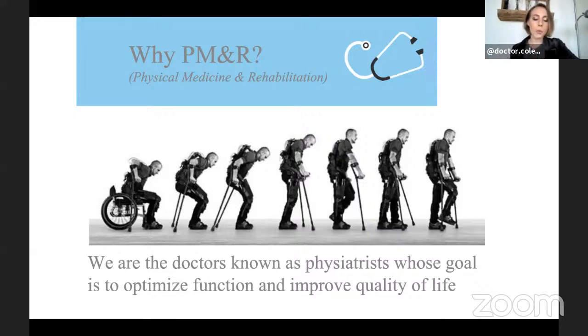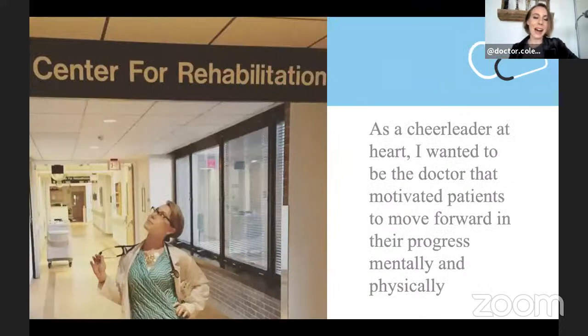And I just remember, when I was in medical school, I had done a preceptorship at a rehabilitation hospital. I remember seeing this patient who a month before wasn't able to get up and walk. And when I was there, thanks to her physiatrist, as well as the physical therapist, occupational therapist, and speech therapist, she was able to walk across the room and hug her children and converse with them. And I just thought that was amazing. And so, being a cheerleader at heart, I wanted to be the doctor that motivated patients to move forward in their progress, both mentally and physically.